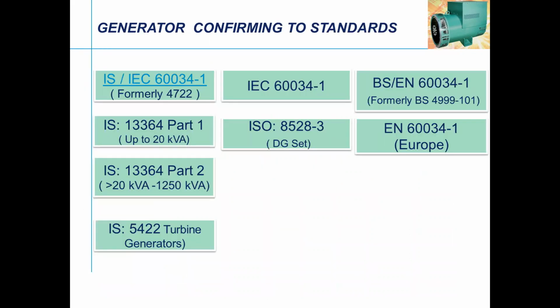Coming to our generator standards, this goes with the IEC standards. As anything goes, we have to be with the standard. Of course, in part 1 there was IS 4722, which has been taken off by our standards team, and it has become 60034, which is part of it. Again, for ratings, there is a different one up to 20 kVA. Some ratings are given in part 1, and part 2 goes up to 1250 kVA.